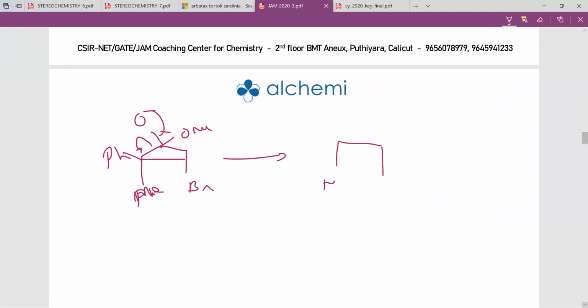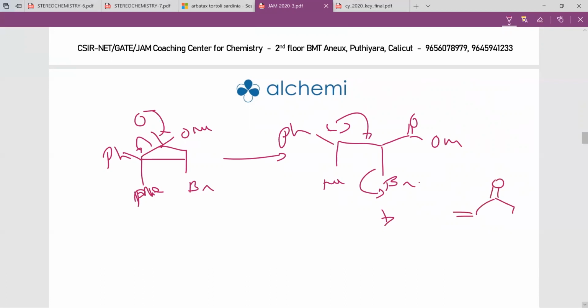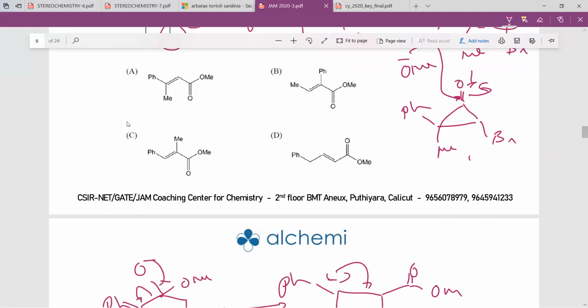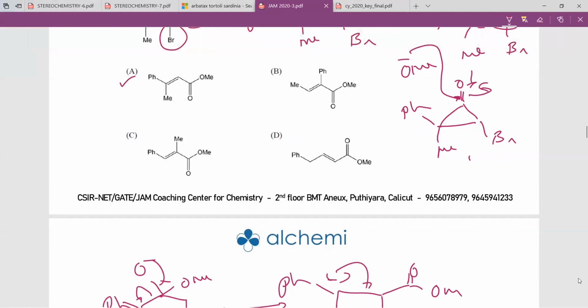Minus charge will be here, double bond, OMe. And it comes back. This will remove. So we will get the OMe product. This is the answer. So this is known as the Favorskii rearrangement. Option A. Option A is the right answer.